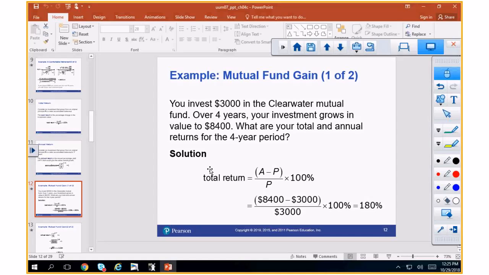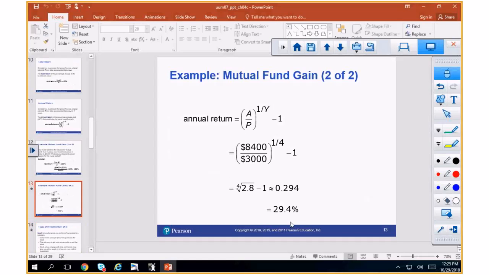Now they're going to do the 1 over, or A, that's where they take the 8,400 over 3,000. There it is. Over 4 years, so you had about a 30% return rate.